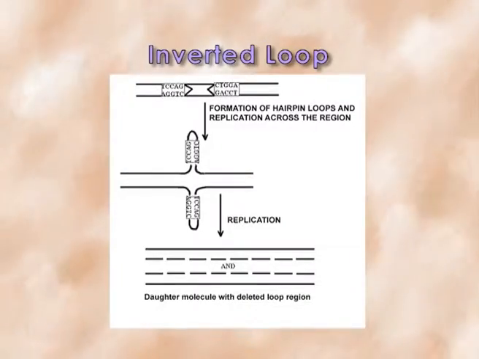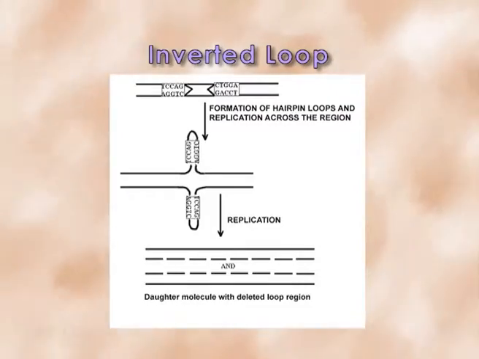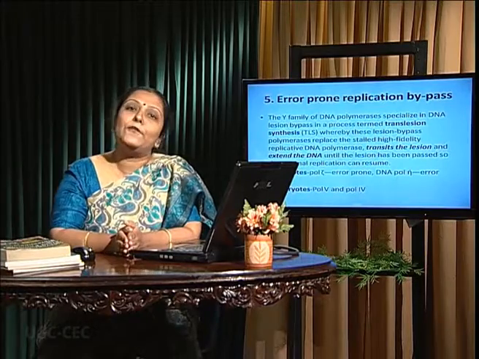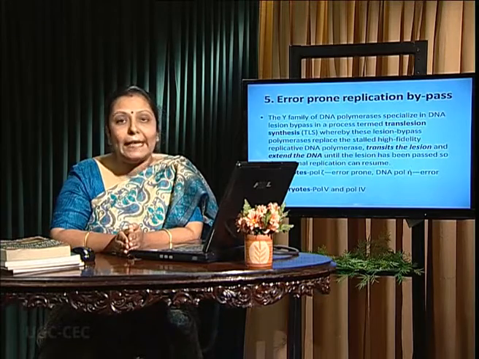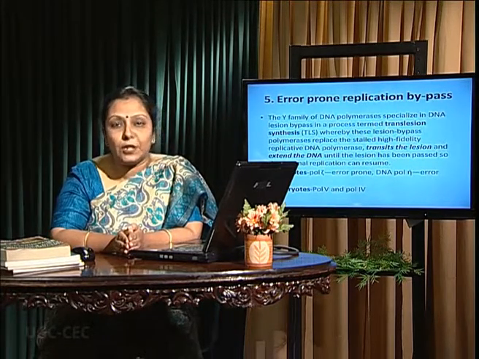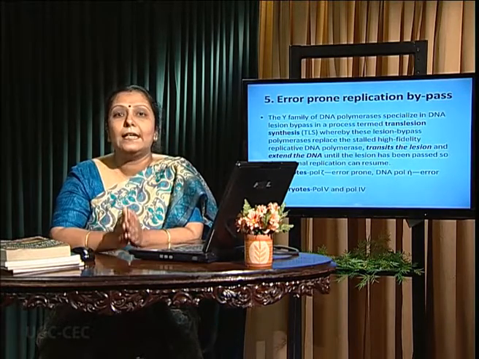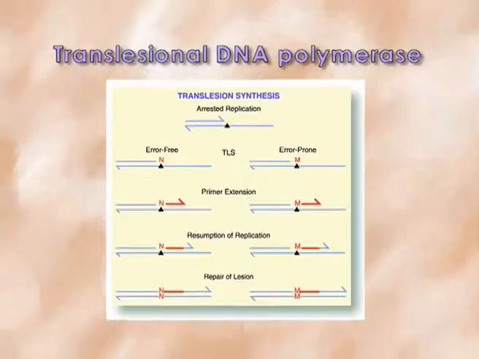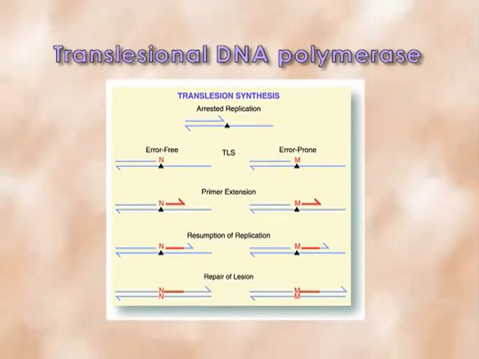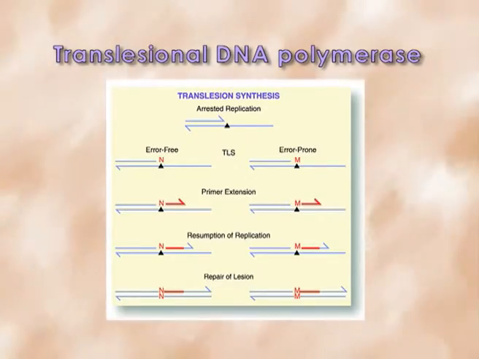Replication of the inverted loop or hairpin loop gives rise to deletion or aberrant replication. Error-prone replication bypass: as we know, if any damage happens within the DNA during the course of replication, then the total set of high-fidelity replication apparatus is replaced by the Y family of DNA polymerases. So, it transits the damage and DNA synthesis actually goes on.